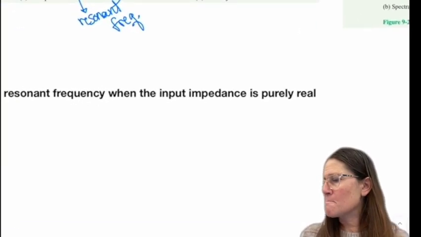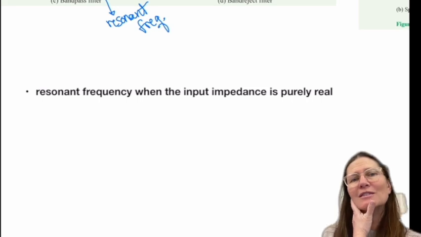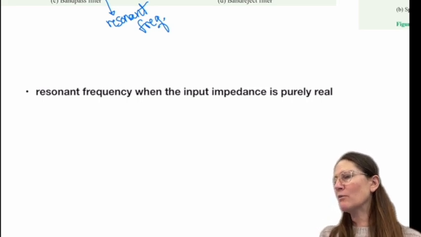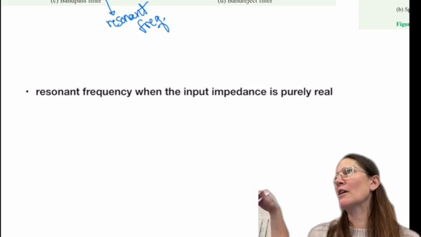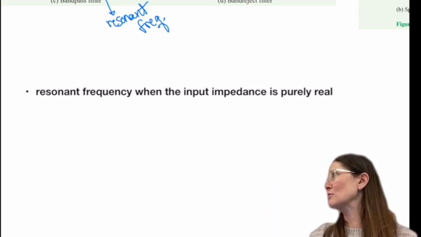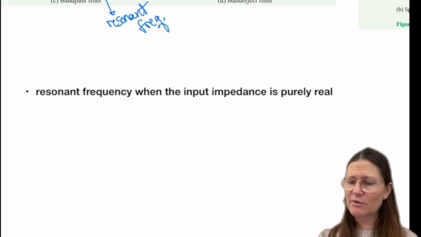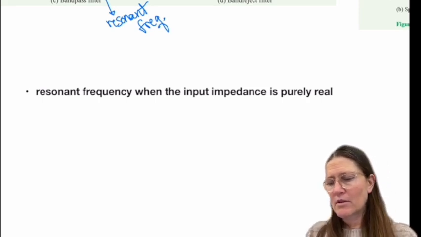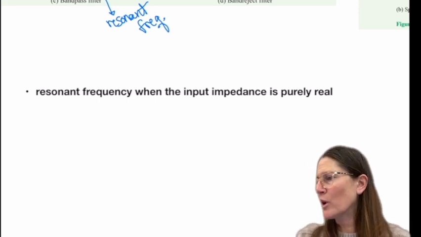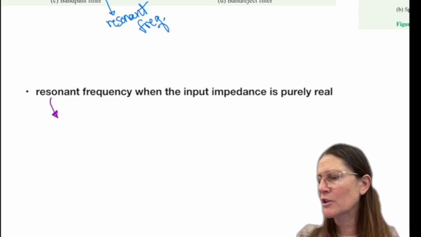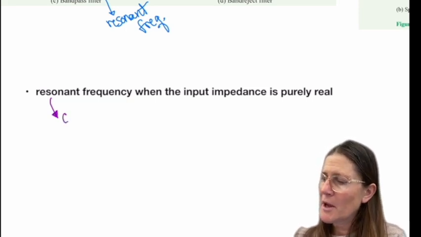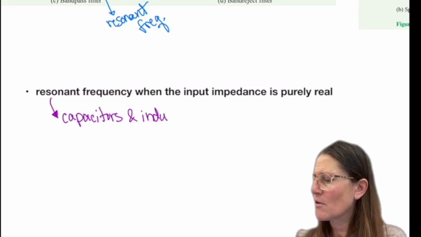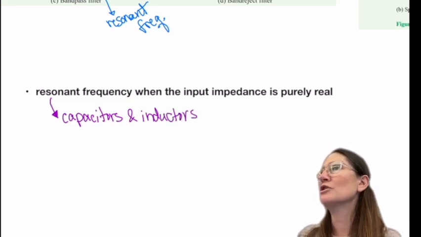Okay. The other thing about resonant frequency is that it means your input impedance is purely real. So when you have a really high resonant frequency, then you have a capacitor and an inductor in there too. So you know that that's going to be affecting that resonance. So one other thing you can do here is that you may still have capacitors and inductors. And what they can actually do is cancel each other out.